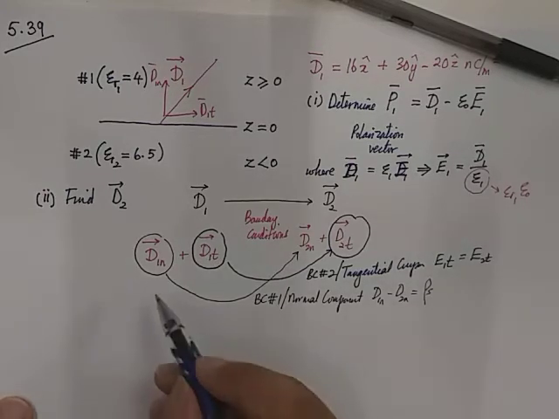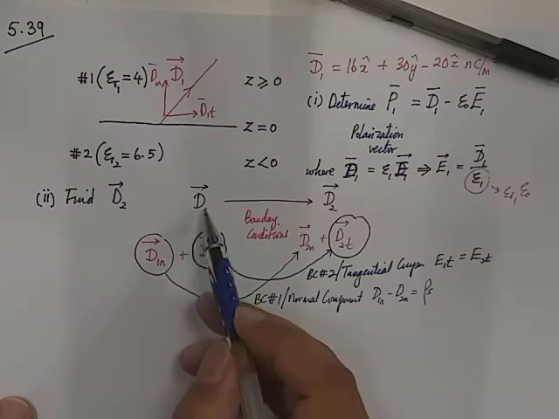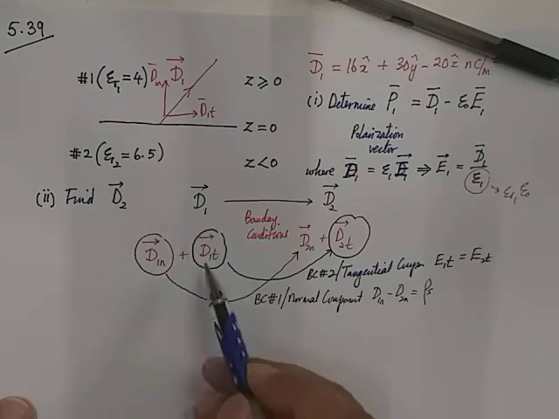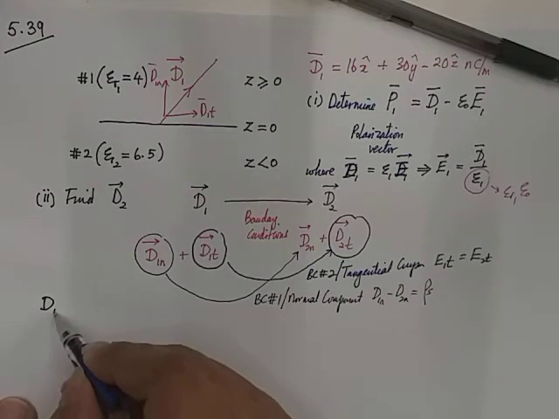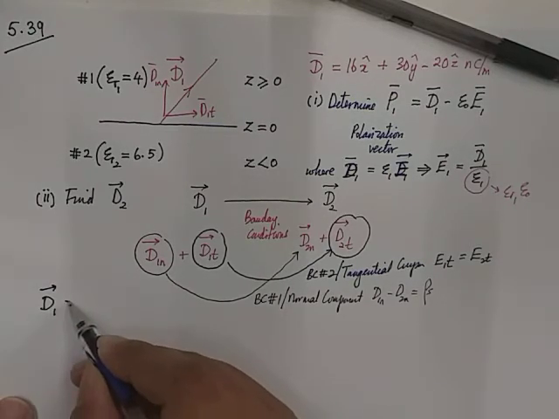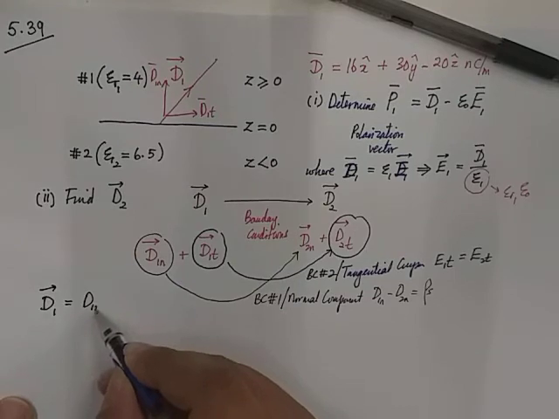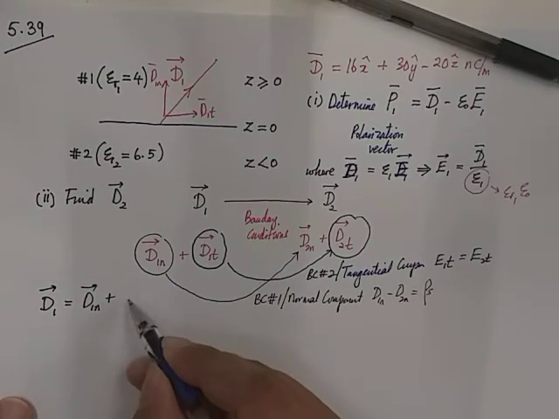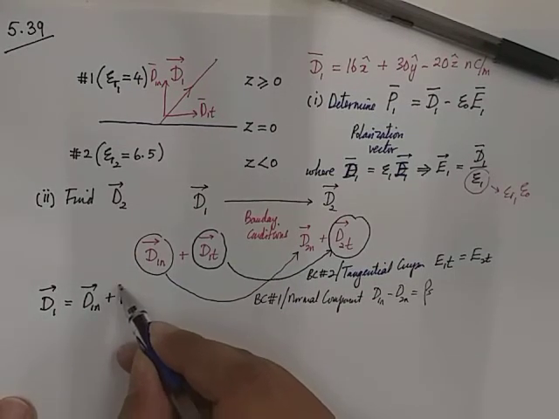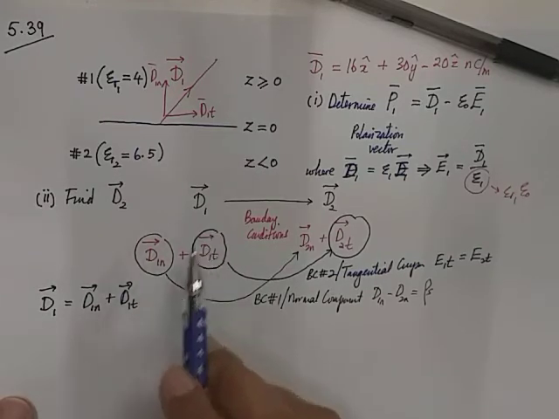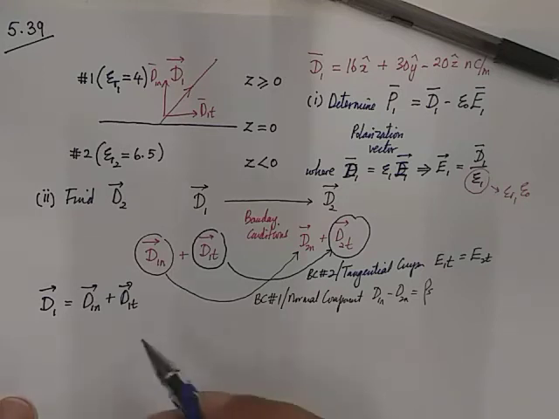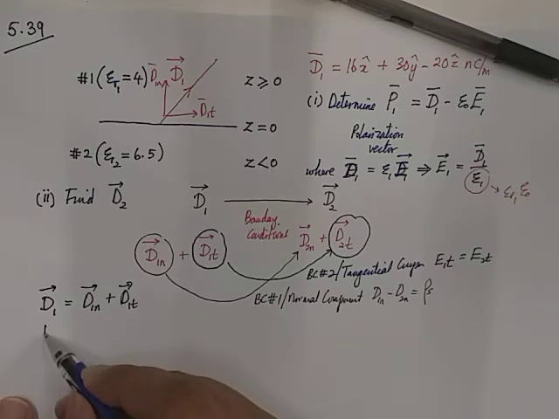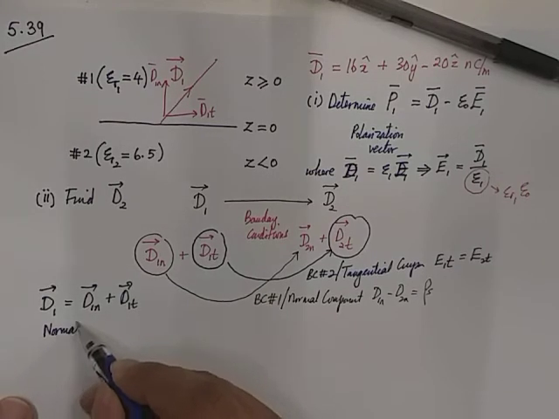What I'm doing, I'm going to focus on splitting D1 into D1N plus D1T. So that's our objective now. What we're going to do now is say D1 equals D1N vector plus D1T vector. We intentionally split this D1 into two terms. Now I'm going to focus on the normal component of D1.